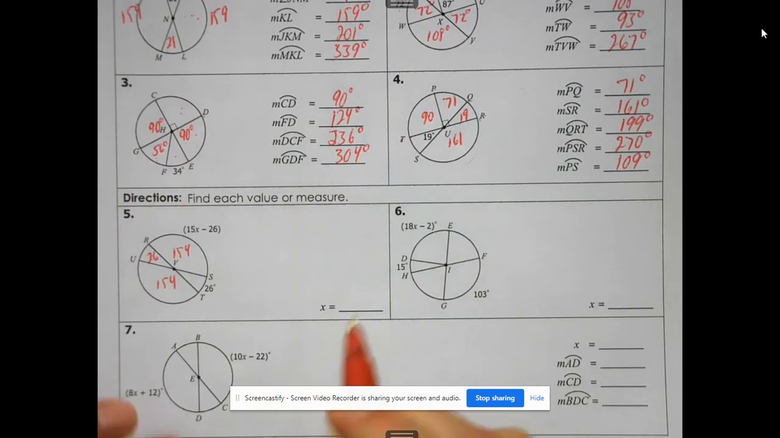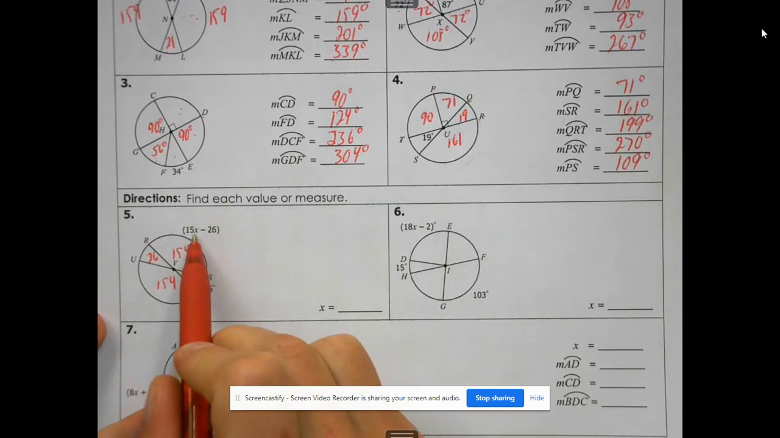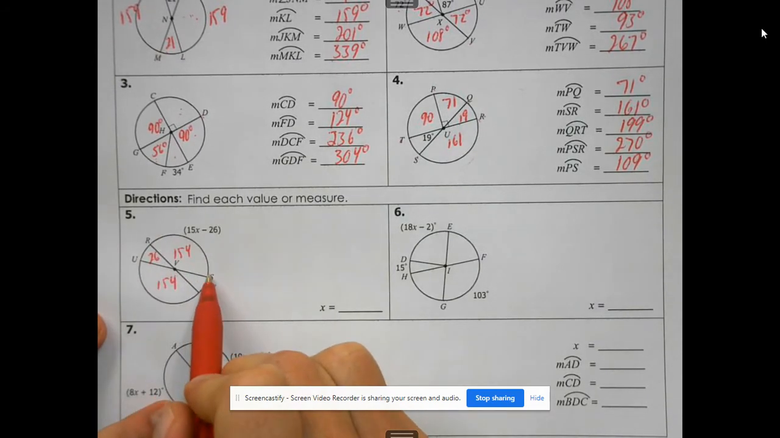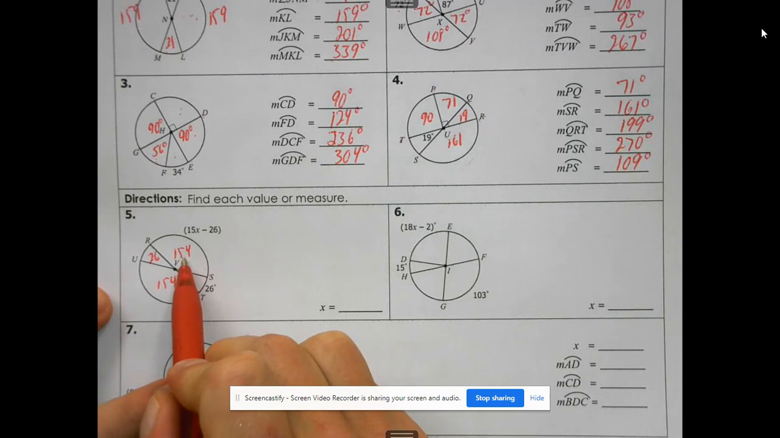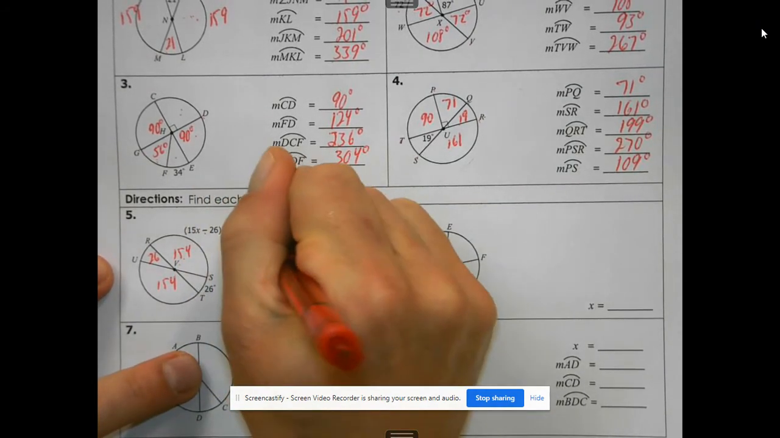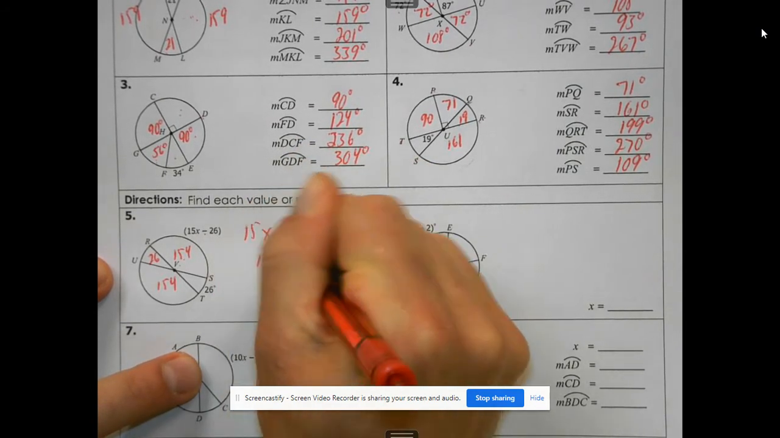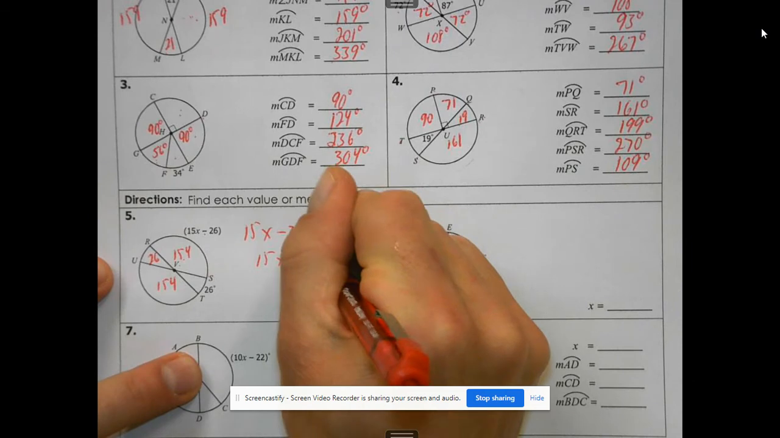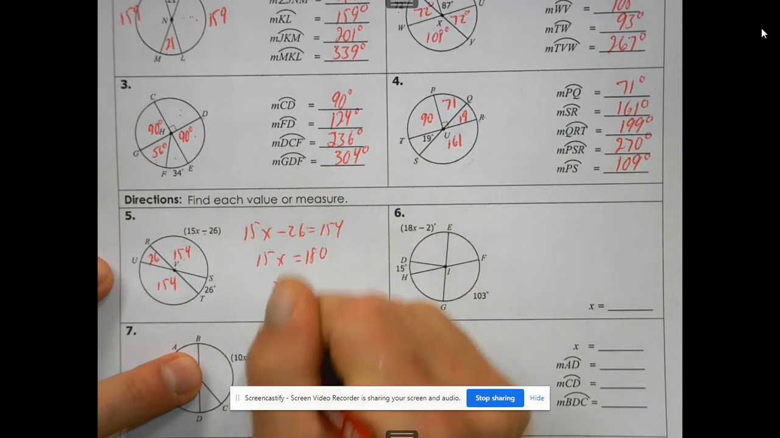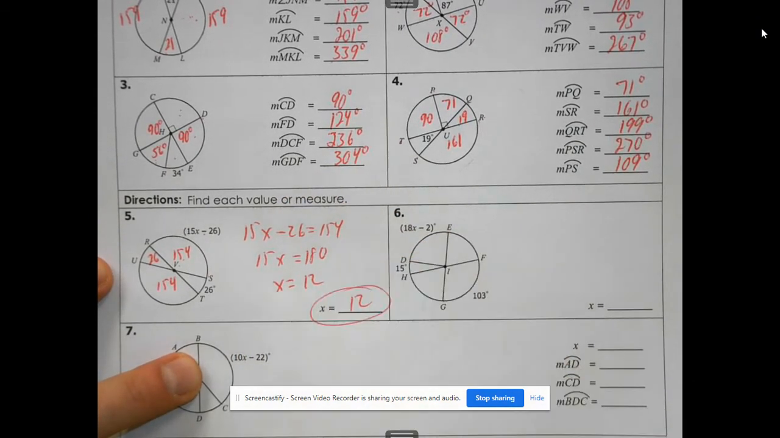Let's answer the question. Solve for x. Well, I know this arc degree right here is equal to the central angle's arc, right? So I set this guy equal to that guy, solve for x. 15x minus 26 is 154. Add the 26 over, gives me 180. 15 goes in there 12 times. X is 12.